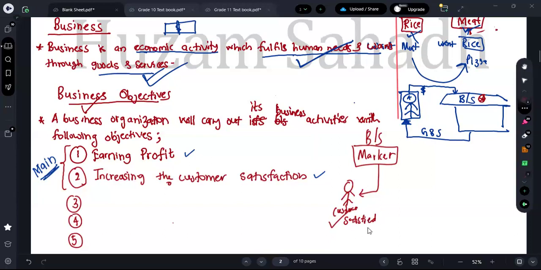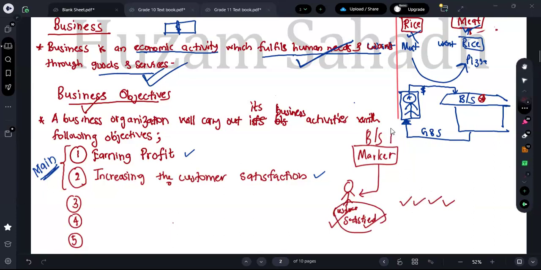So because of that, what's happening? The customer is being satisfied. So when the customer is being satisfied, then what will happen? I will purchase again from this business. If my marker finishes, I will not go for any other brand. I will be purchasing the same marker. Because I am satisfied, I am purchasing again and again.